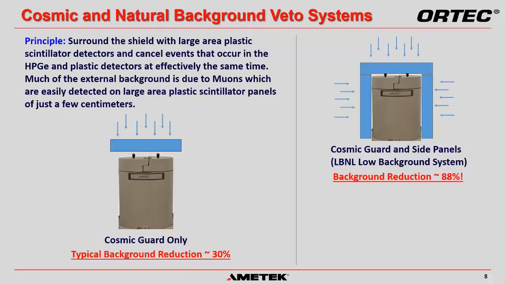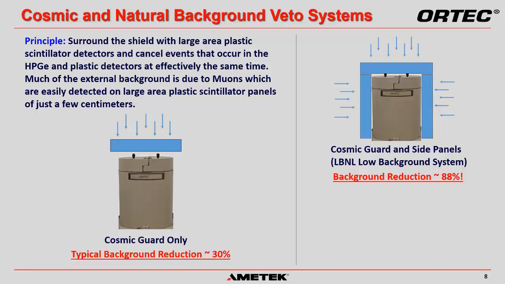So how does a cosmic and background veto system work? Basically, we place plastic scintillator detectors on top of the shield or completely surround it and cancel events that occur in the high purity germanium detector and these veto detectors at the same time.